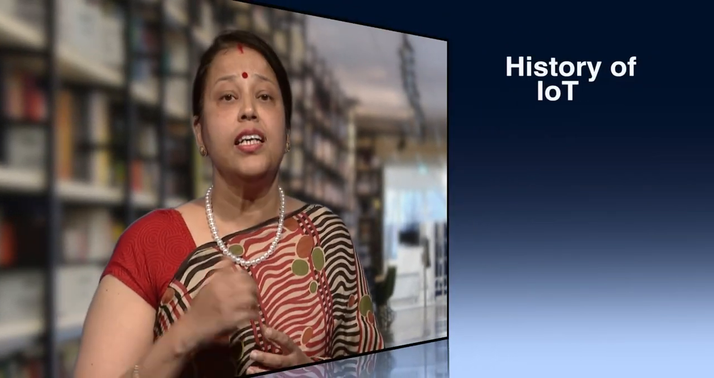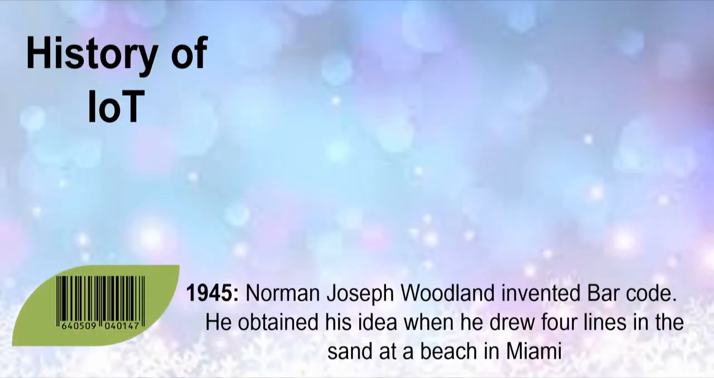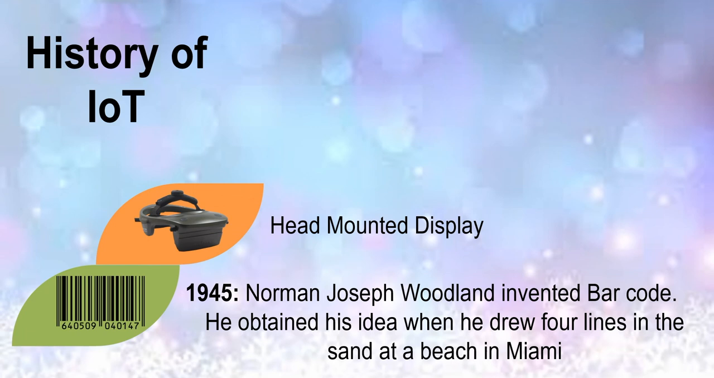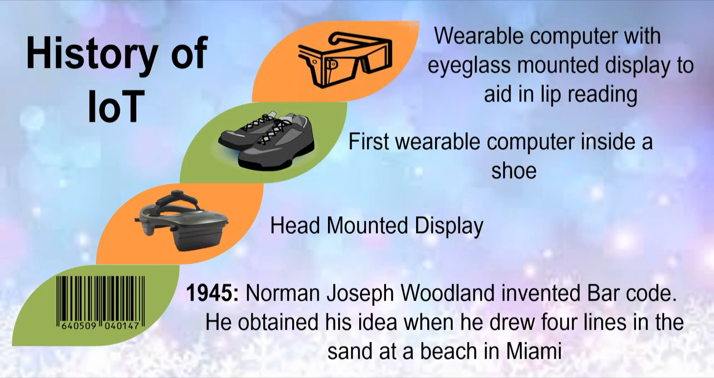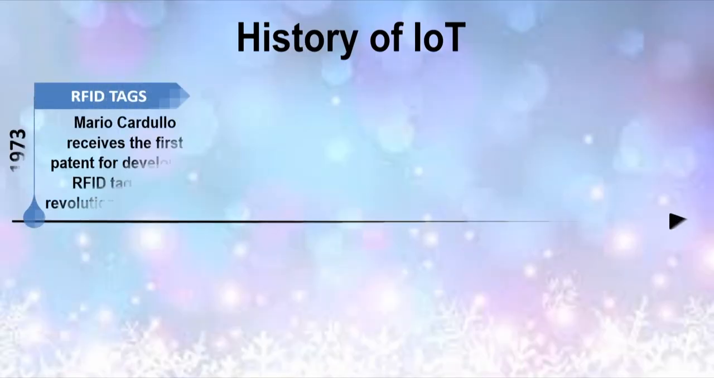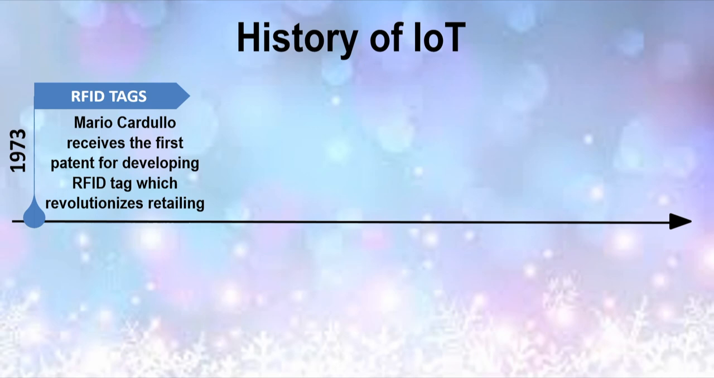Now, let us see what history of IoT says. In 1945, Norman Joseph Woodland developed this barcode, and it is the starting of the development of IoT. And you see how he has developed this barcode when he drew simple 4 lines in the sand at a beach in Miami. After that, many inventions have been going on in IoT. For example, head mounted display, first wearable computer inside a shoe, and also wearable computer with eyeglass mounted display to aid in lip reading. After that, in 1973, a real revolution came when Mario Cardullo developed the RFID tags, and it revolutionized the retailing industry so much.